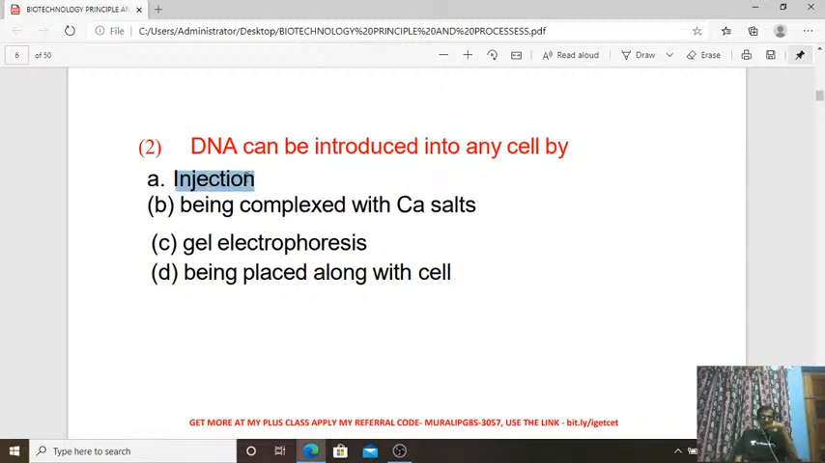The answer is A, microinjection. Specialized needles are there. By using that, we can directly introduce the DNA of our interest into the host or into any cell. So A is the right answer for the second question.